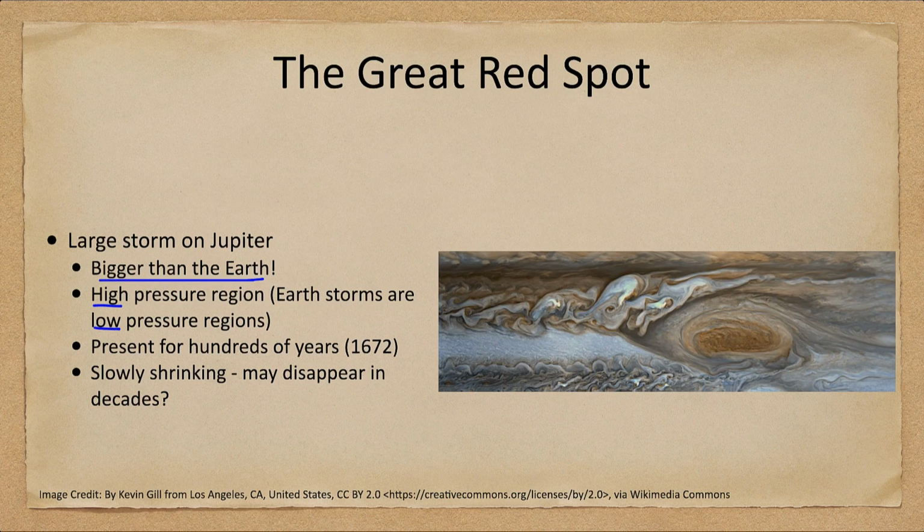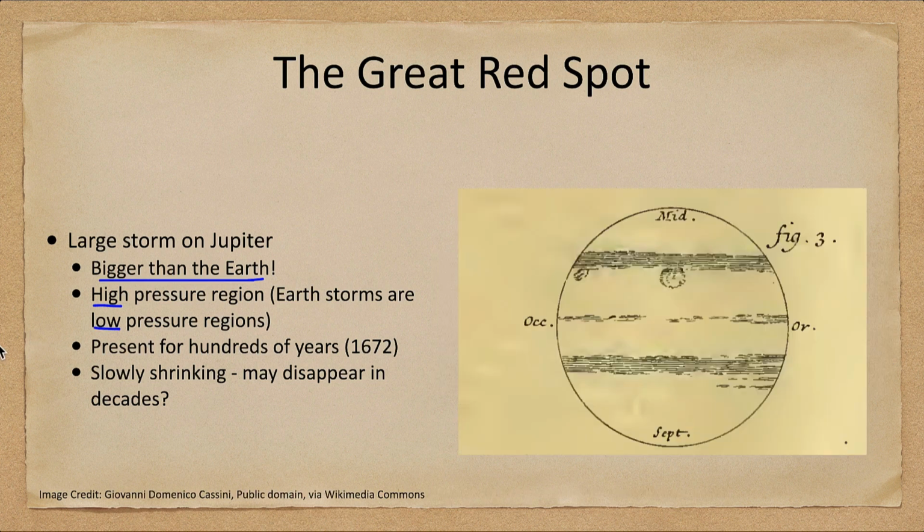Now, this has been present for a long time. In fact, we have images of it going back to the later part of the 1600s. And we don't know for sure that it's always been there. It's only been observed continuously for the last 150 years or so. But we kind of suspect that it probably has been present for hundreds of years. However, we do know that it is shrinking. It is changing in size, especially over the last few decades.